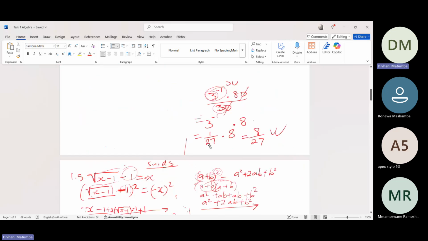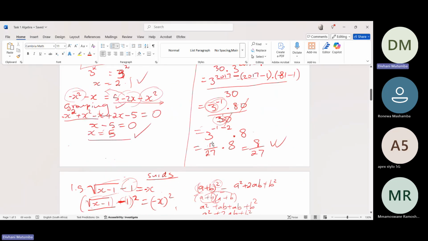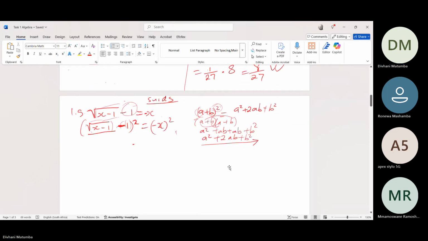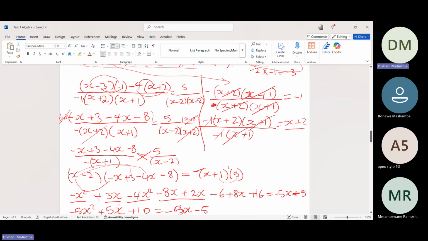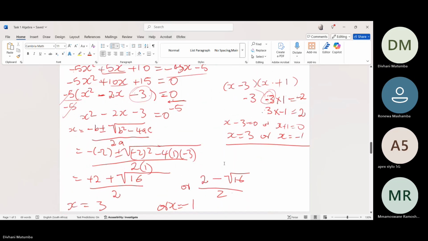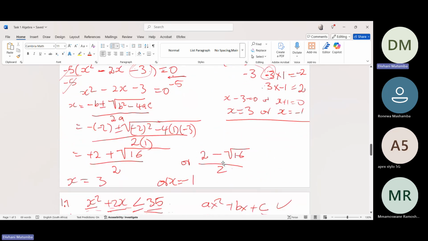If you are given a function, our function was, where is it?